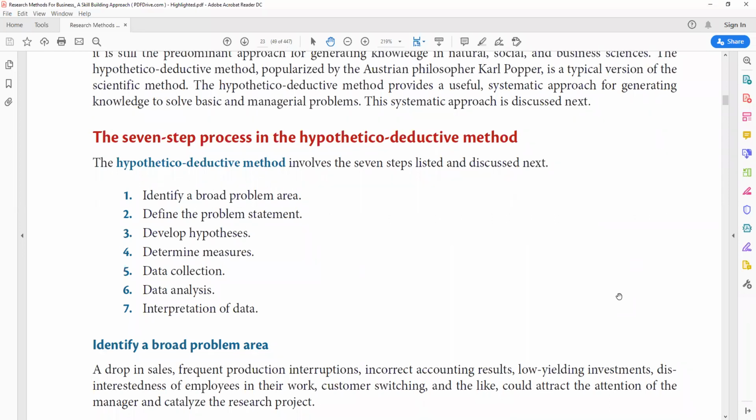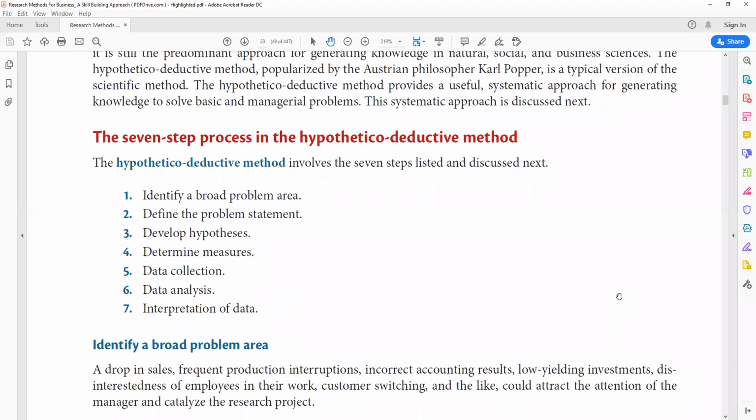So for instance, you are in an organization and your organization is faced with people leaving the organization. Maybe your sales are decreasing. Maybe the customers are switching. Maybe the complaints are going up. Any problem that your organization may be facing. Maybe your performance is going down and you are not able to attract more and more customers. So now there is definitely a problem in your organization. How would you solve this problem? The first step in any research is identifying the broad problem area.